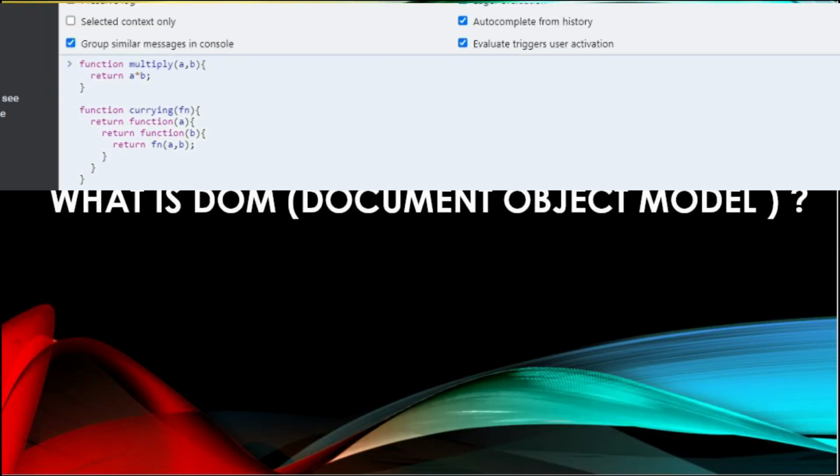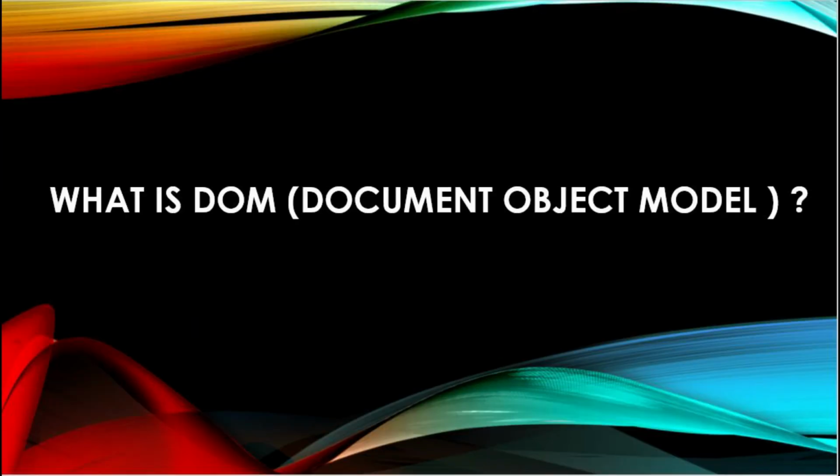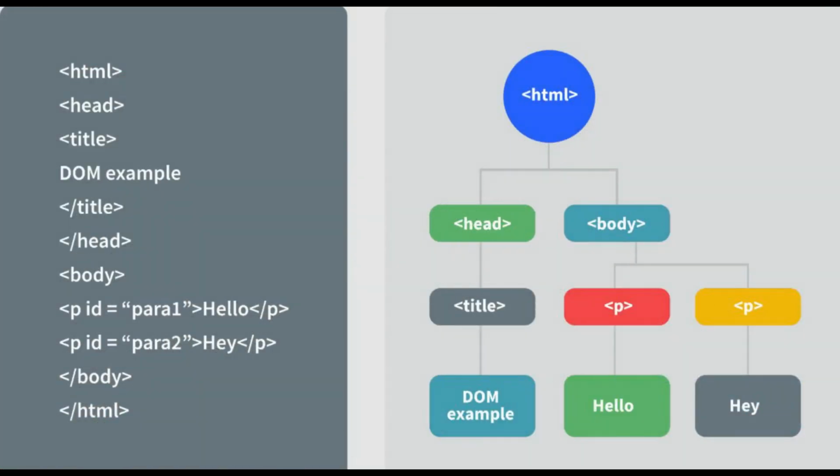What is DOM? DOM stands for Document Object Model. DOM is a programming interface for HTML and XML documents. When a browser tries to render an HTML document, it creates an object based on the HTML document, which is called the DOM. Using this DOM, we can manipulate or change the various elements inside the HTML element. If you see the example here, this is the HTML code which is converted into the DOM.